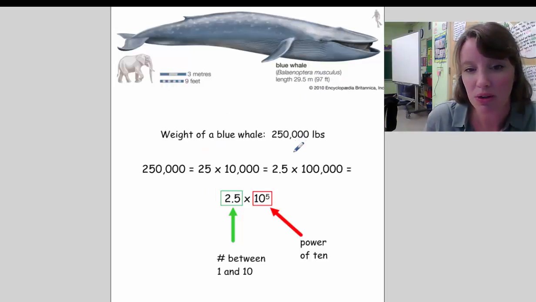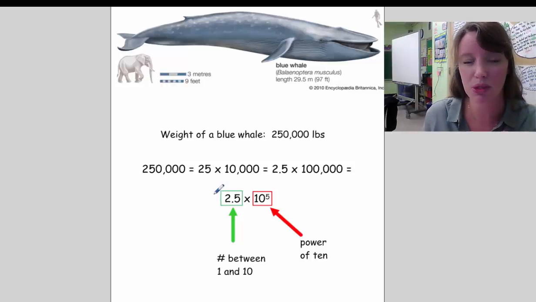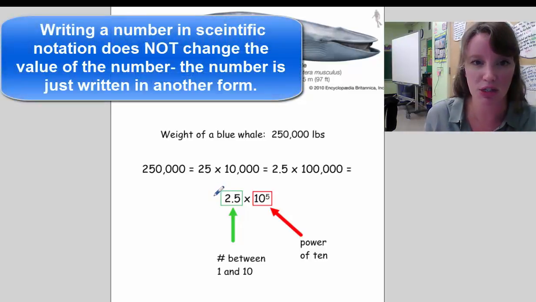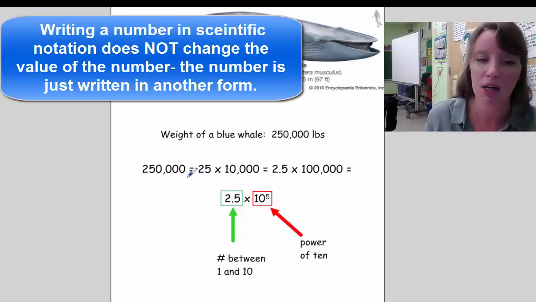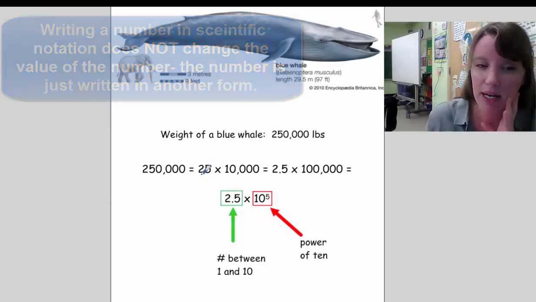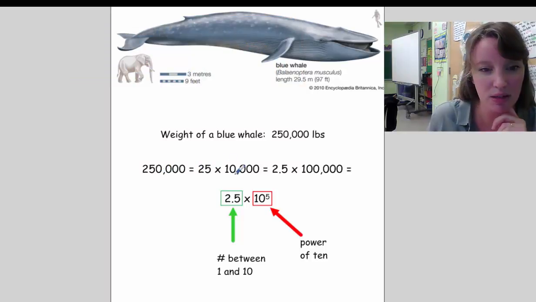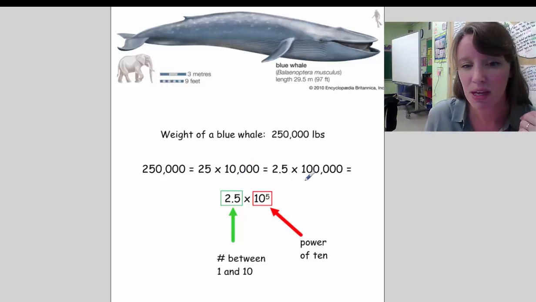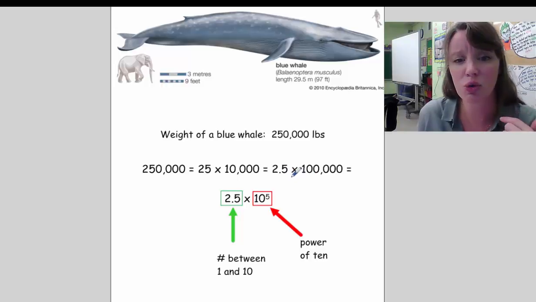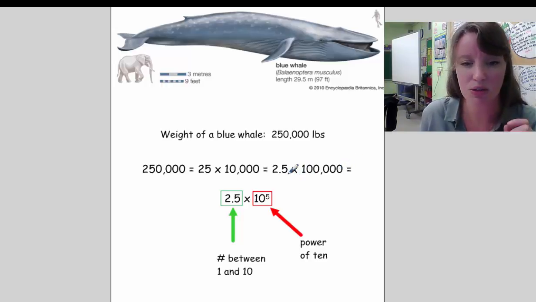So if the weight of a blue whale is 250,000 pounds, what we're going to do is take 250,000, and it's important to understand that when we write a number in scientific notation, we're not changing the value of the number. We're just using a different notation to express the same value. Okay, so I take 250,000, and one thing I could do is, well, 250,000 is 25 10,000s, right? It's 25 times 10,000. That's one way of thinking about 250,000. Another way of thinking about it is it's 2.5 100,000s. So it's 2.5 times 100,000, right?